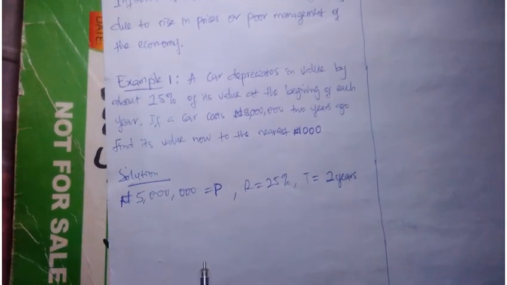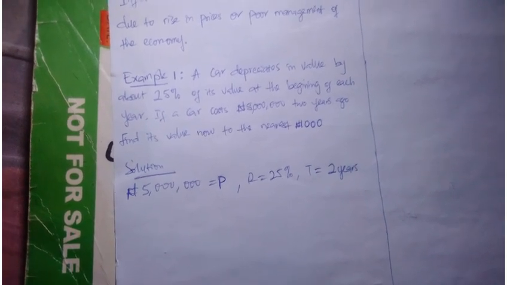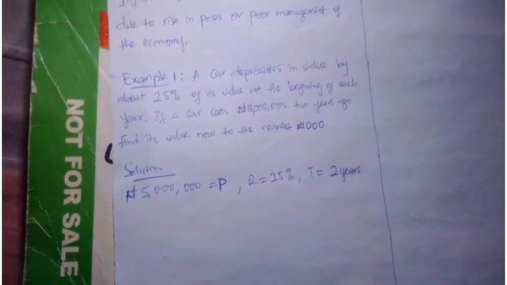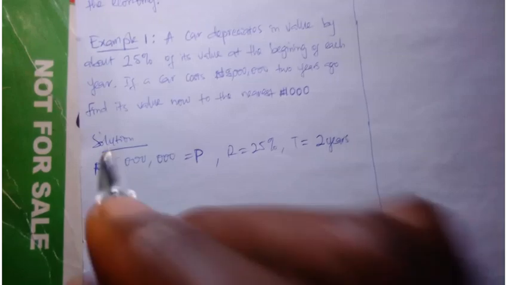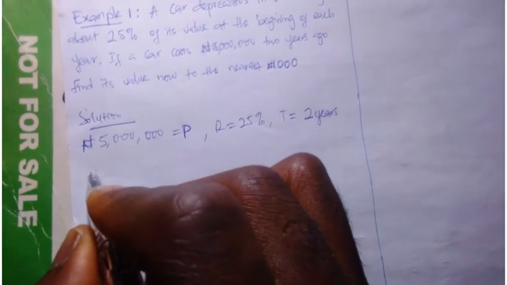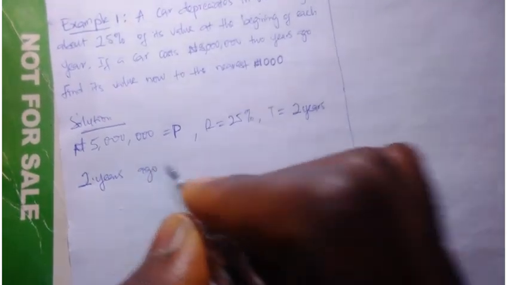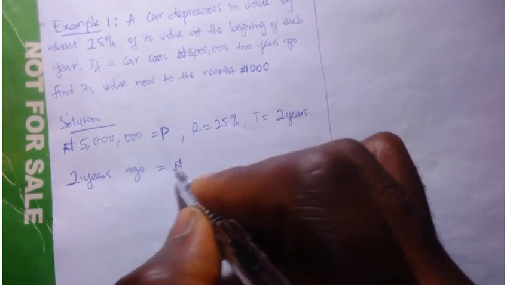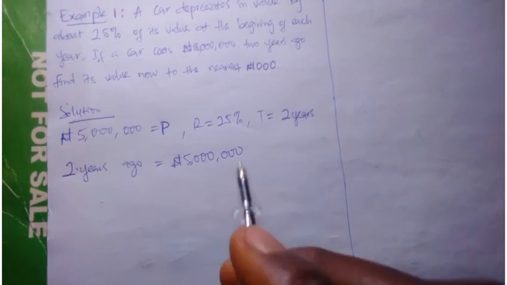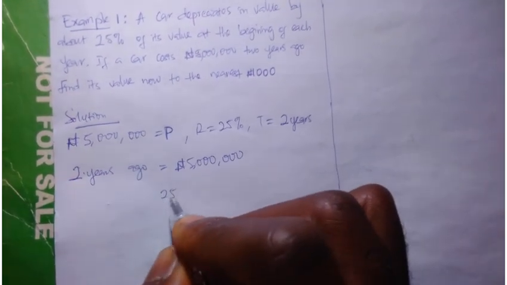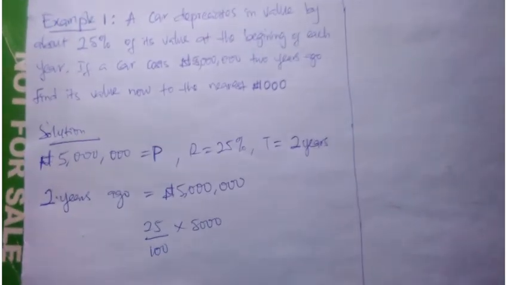Now, since it depreciates in value, it means the price will reduce, that same year, 2 years ago, for the new price as at last year, that is 1 year ago. What do I mean? First, we're going to be solving for 2 years ago. The price was 5 million naira. Since it depreciates in value by 25%, I'm going to get 25 over 100 of 5 million naira.